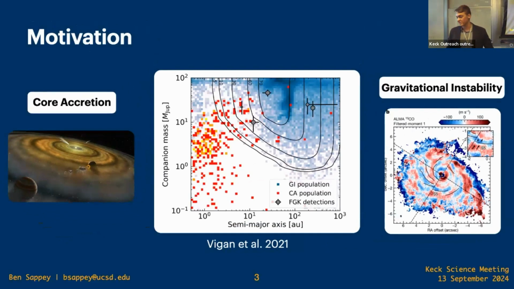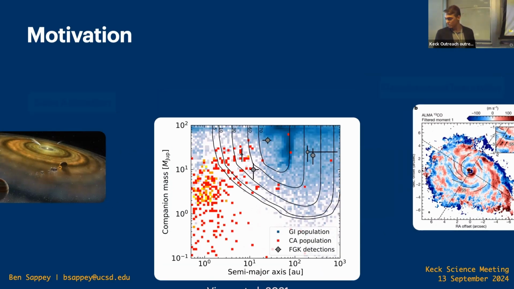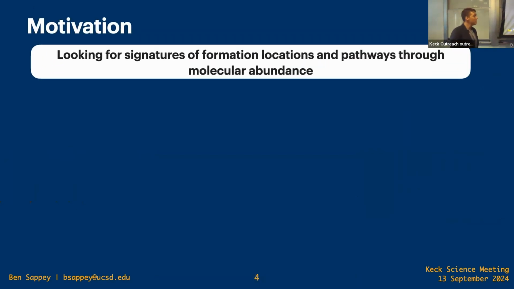Unfortunately, we can model these processes, add the effects of migration, and what you end up seeing is these two populations are beginning to overlap, not only in the semi-major axis space, but also in the companion mass space. So just by looking at something, we can't really tell necessarily how it formed a priori. But maybe you can look for a molecular abundance, some signature, something to tell you where these brown dwarfs and exoplanets are forming in their protoplanetary disk.